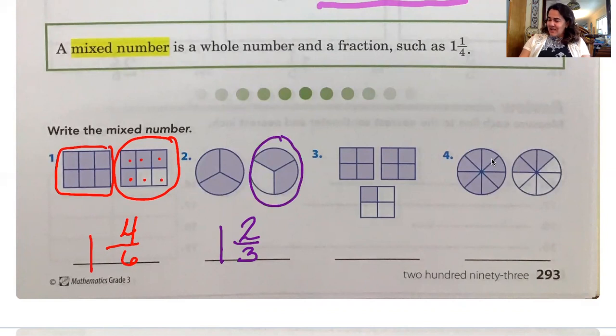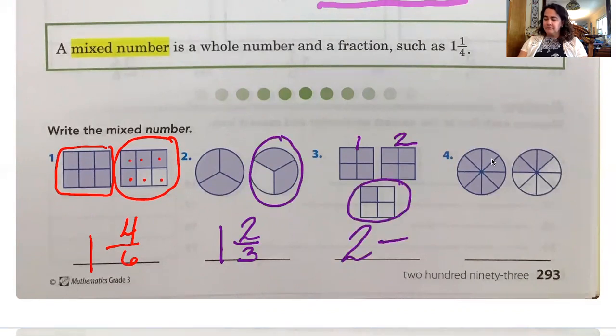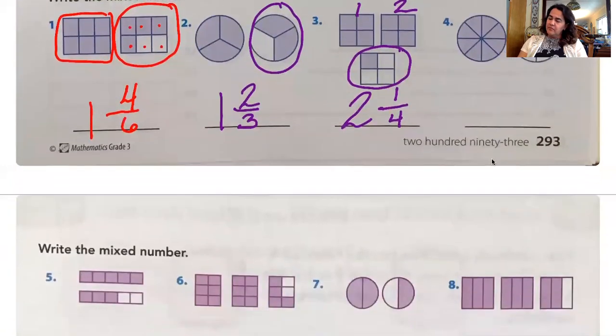Okay, Jackson, how about number 3? How many are shaded, the whole thing? Well, this whole thing is shaded and this whole thing is shaded. So we have 2. What's my denominator for this one? 4. And how many are shaded? Very good. 2 1/4. Alrighty, second graders, do number 4 on your own.